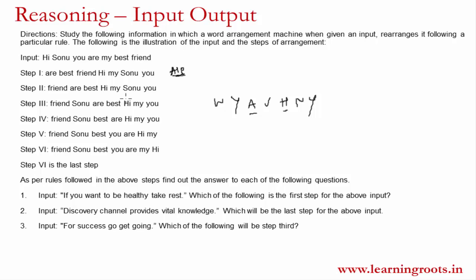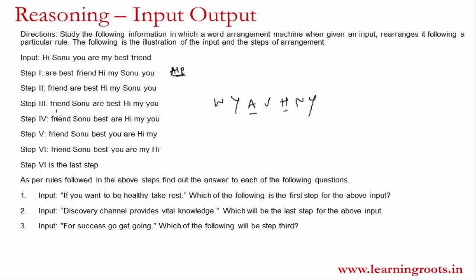Now what is happening here? If you are not really clear, you can look at the third step, fourth step, and then figure out, because friend is constant here. Now friend is constant here, then Sonu is coming after it, then best is coming after it, then you, then R, and hi and my are present here, right? So you see that there is one word being fixed, right? So this is how you go about these questions. You will figure out what is the fixed word and why is it fixed.